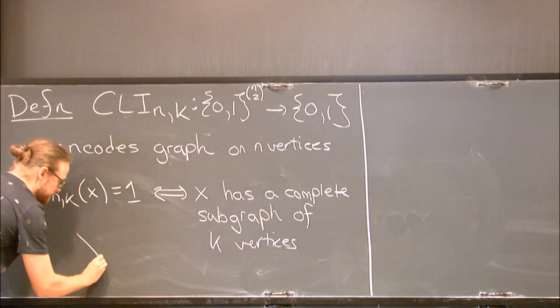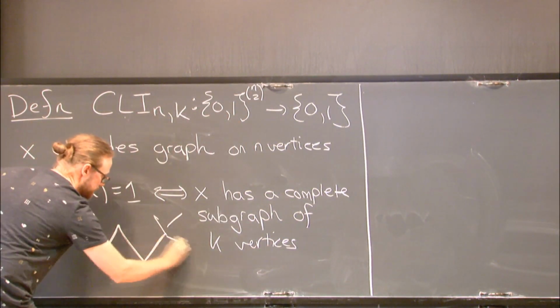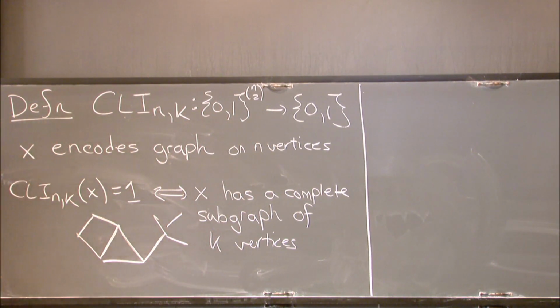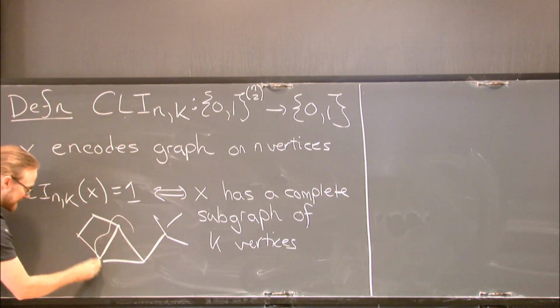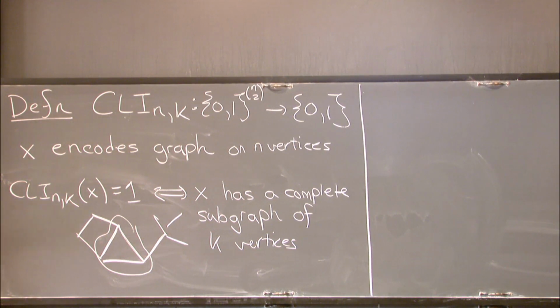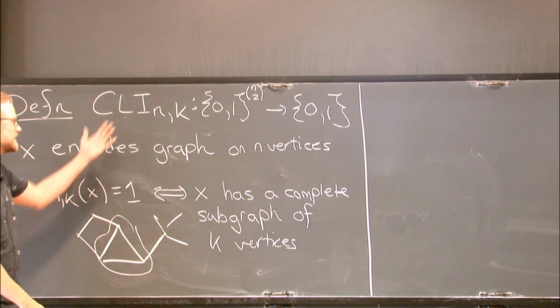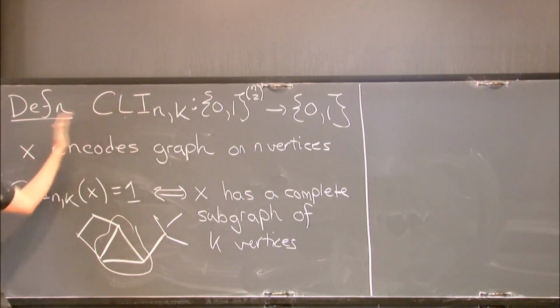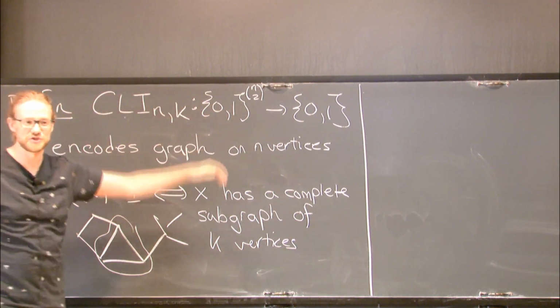So, maybe like this is your graph, and this would be an example of a complete subgraph on 3 vertices, right? Okay, cool. So, this is not necessarily one Boolean function. It's like a family of Boolean functions for each choice of n and k.